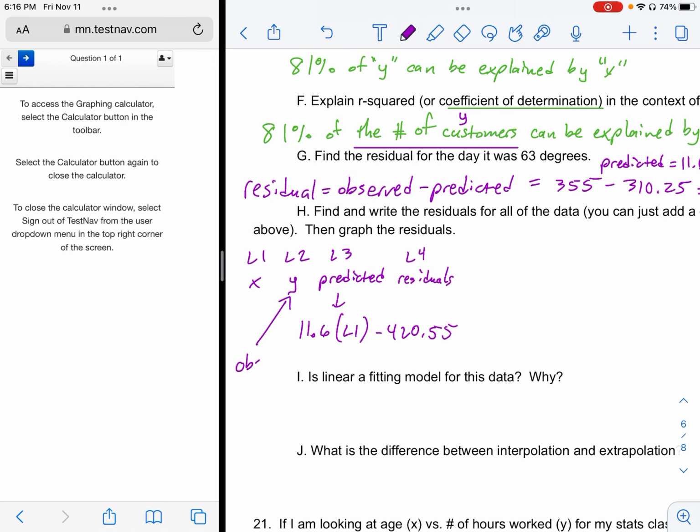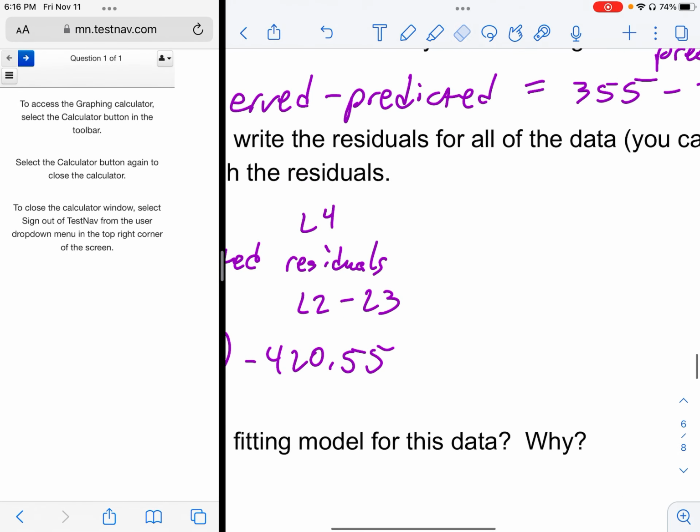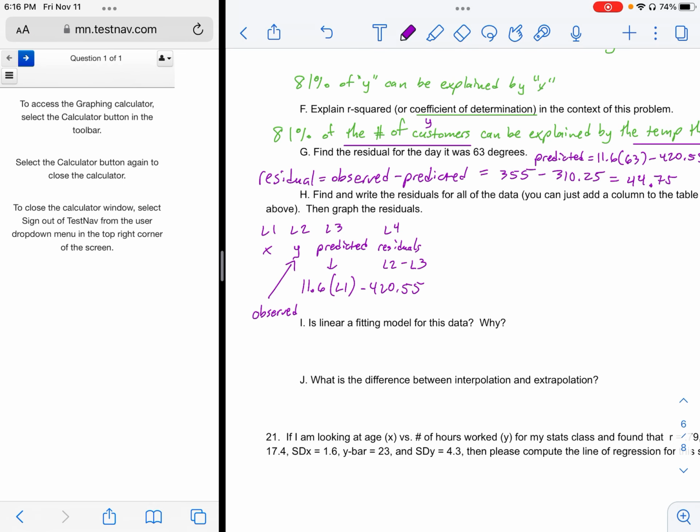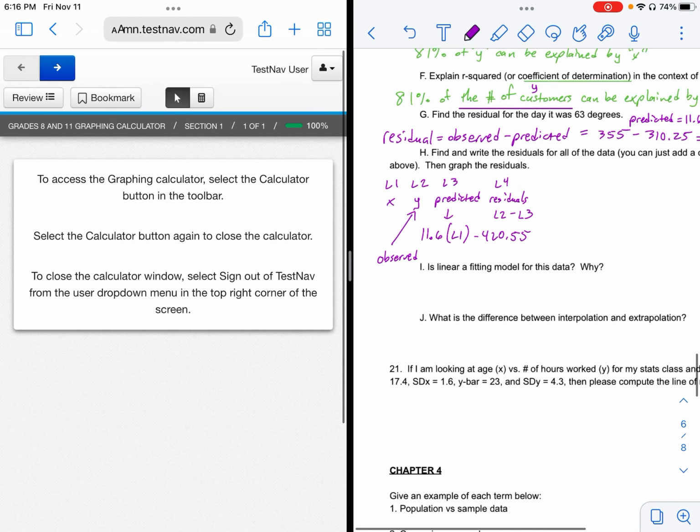The Y values are my observed values. So it's going to be L2 minus L3, observed minus predicted. Okay, so let's just do that on the calculator.